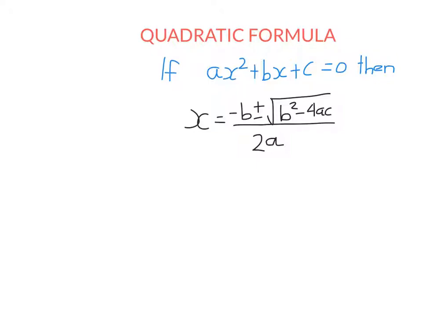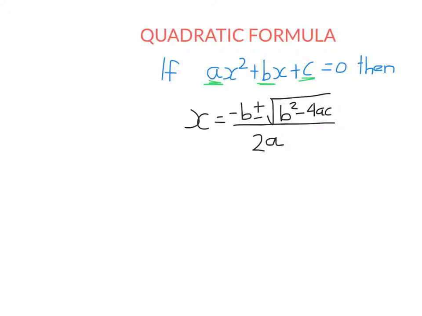So note it uses a lot of a's, b's, and c's. So a is the number in front of x squared in the equation, b the number in front of x, and c the constant term. So the quadratic formula is in terms of the coefficients.